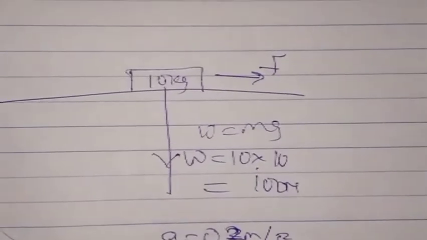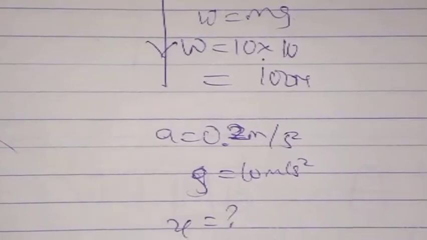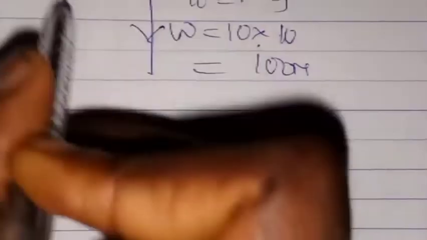Then they said if the acceleration due to gravity is 10 meter per second square, what is the coefficient of friction? We've already used our g, g is 10. So write your formula. Net force is what? Your frictional force will be here.